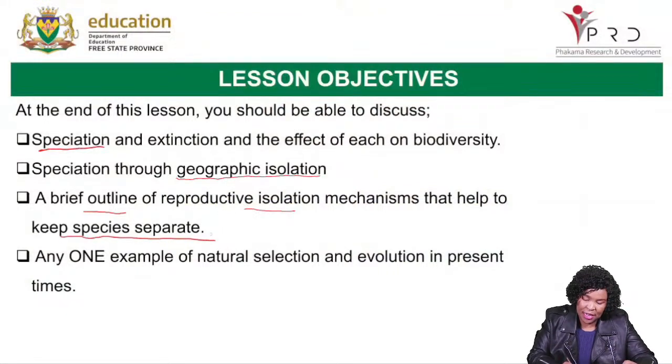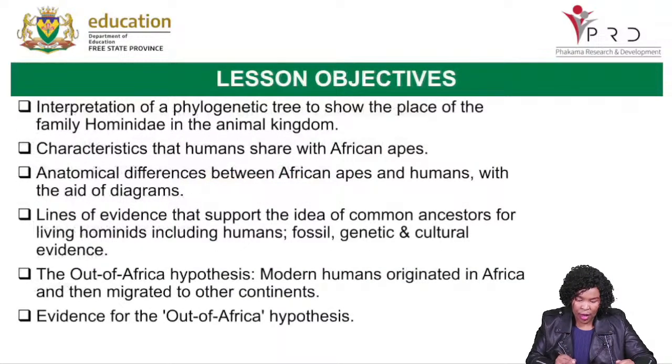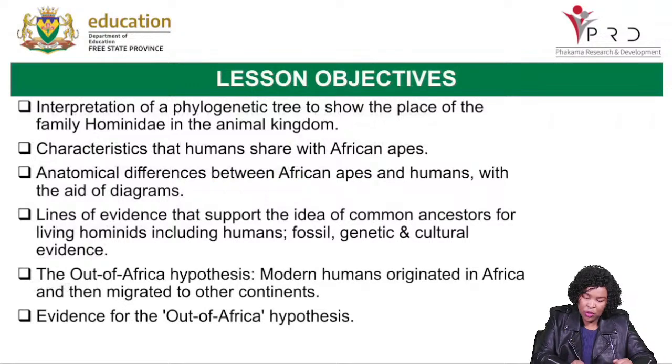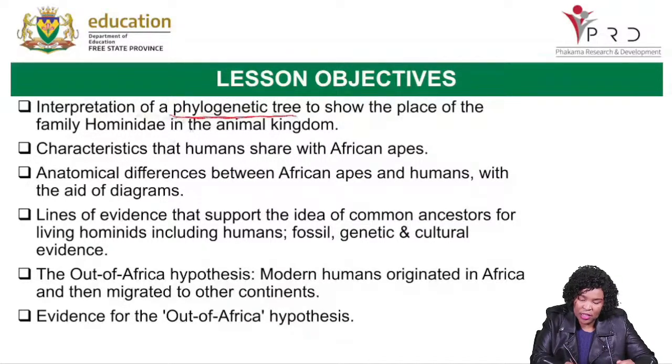So this will happen after speciation. Then you see why the species can no longer interbreed. So these are the reproductive mechanisms that are going to prevent these species from being able to interbreed. Then you must also know any one example of natural selection and evolution in present times. So we'll talk there about the bacteria and the viruses. And then you must be able to describe the interpretation of a phylogenetic tree. Very important. Once we start now with human evolution, we're going to be talking more about phylogenetic trees.